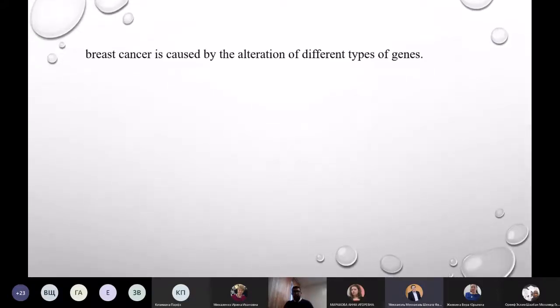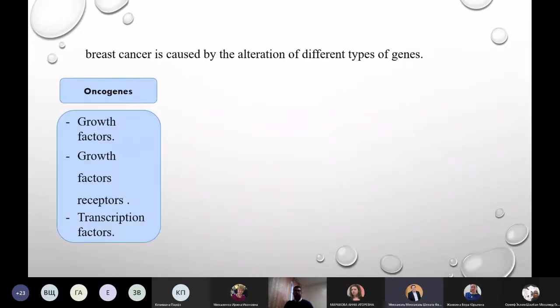Breast cancer is caused by the alteration of different types of genes. The main genes are the proto-oncogenes, which after transformation become oncogenes and confer the cancerous phenotype. These oncogenes encode growth factors like EGF, growth factor receptors like ERBB2, or transcription factors such as the MYC gene.